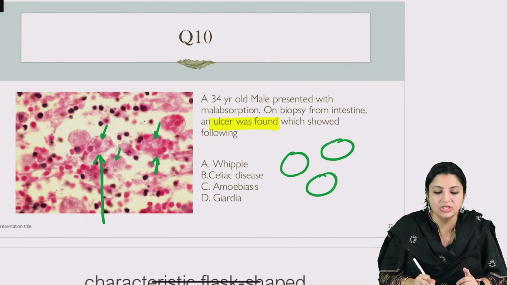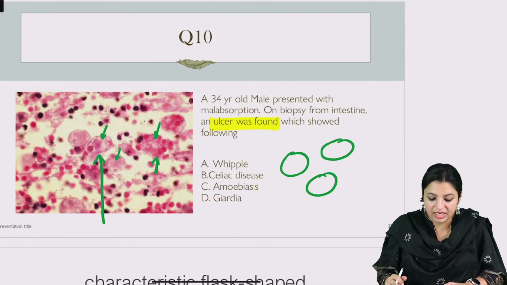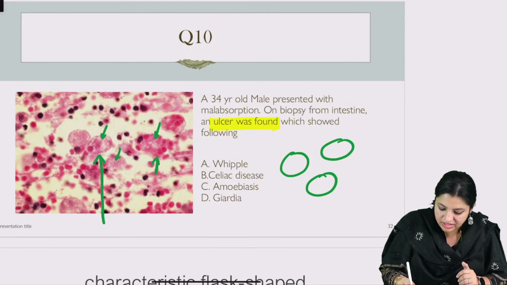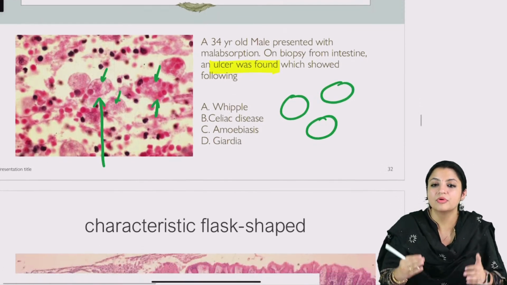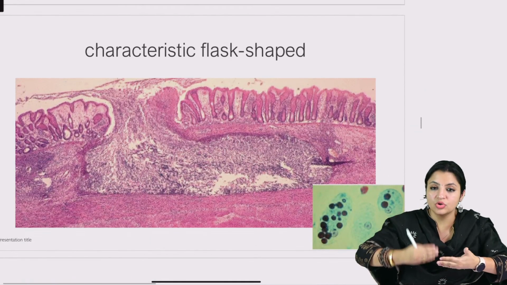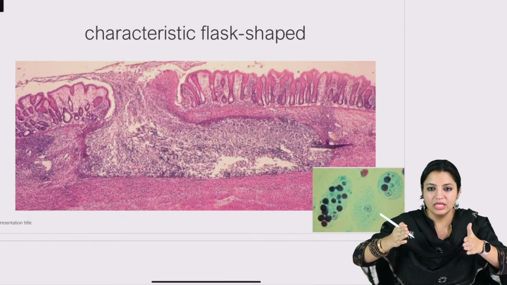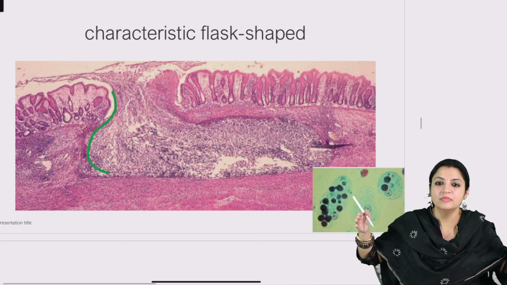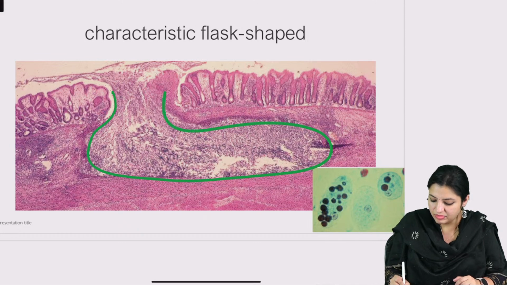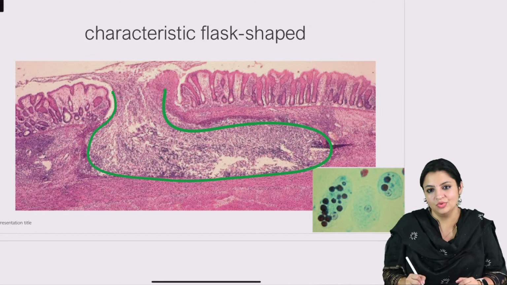So this condition is amoebiasis, which you should remember, and they characteristically have flask shaped ulcers. Why do they have flask shaped ulcers? Because these ulcers cannot go beyond the muscularis, so they can't cross the muscle. They have no option but to spread horizontally. So they come in and start spreading horizontally, and they become flask shaped. If you're lucky enough, in the microscopy you will see these entamoeba, and these black colored things you're seeing are actually blood. They show you erythrophagocytosis.